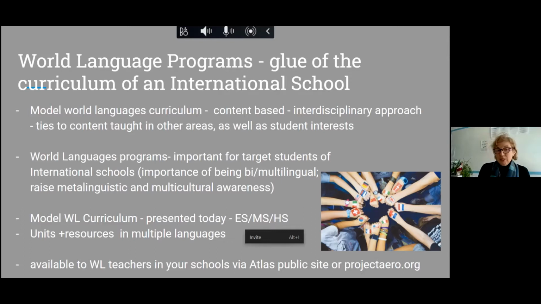It is important not just to be bilingual, but multilingual. This has become the norm today. And it's really important to work on raising their multilinguistic and multicultural awareness.